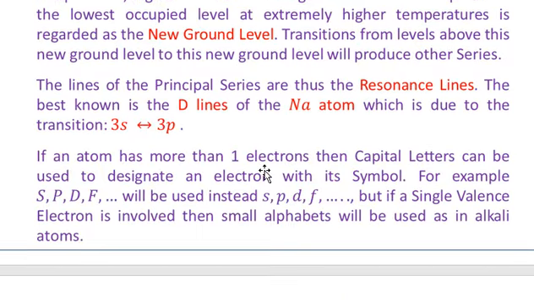If an atom has more than one electron, then capital letters can be used to designate the electrons. For example, capital S, capital P, capital D, capital F will be used instead of small s, p, d, f. But if a single electron is involved, then small letters will be used, as in alkali atoms.